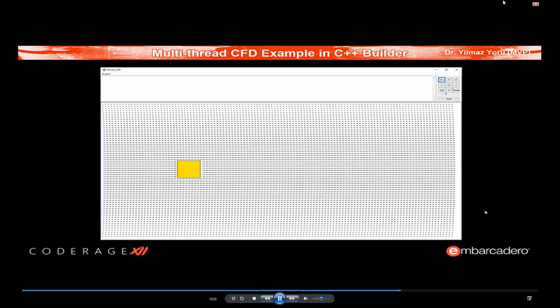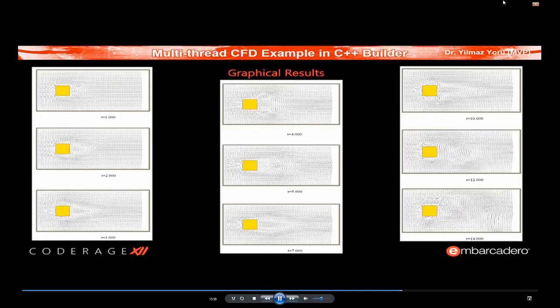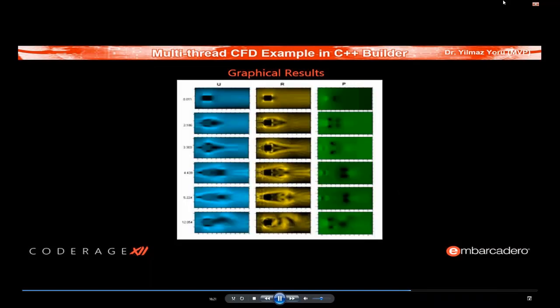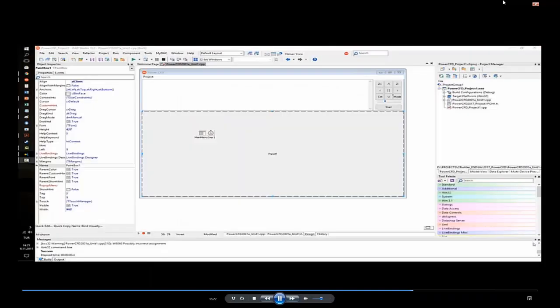As a result, after calculations, we obtain different views of the fluid's behavior in different time periods. At the end, you can see vortexes and vector changes on the form, and we also obtain graphical results in color modes for the U, R, and P parameters. And now let's see how this theory and method is working with C++ Builder.